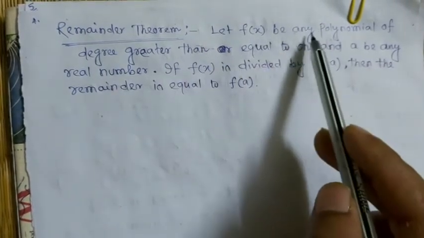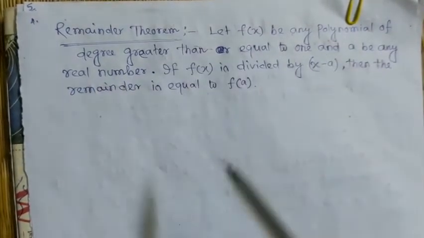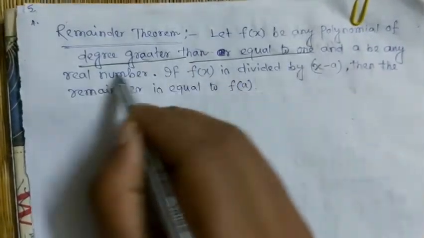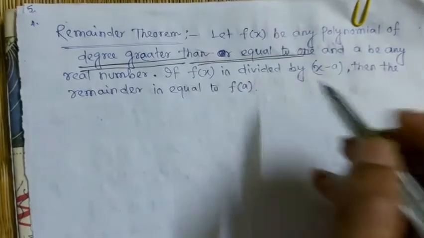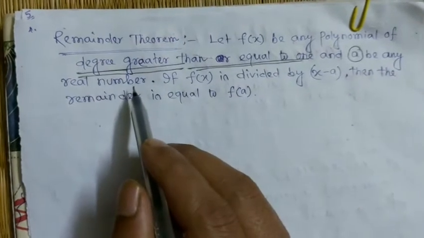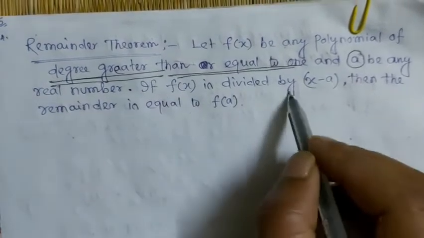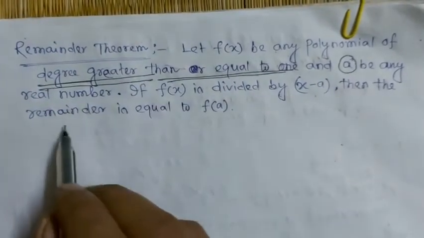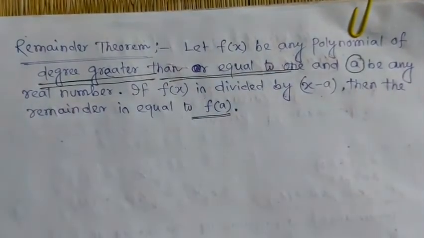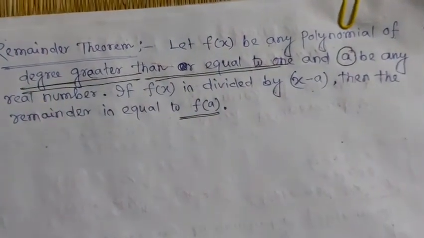The theorem: let f(x) be any polynomial of degree greater than or equal to 1. This is very important. Degree is greater than or equal to 1, and let a be any real number. Then if f(x) is divided by x minus a, the remainder is equal to f of a. We have to prove that the remainder is f of a when f(x) is divided by x minus a. Now I will prove it.